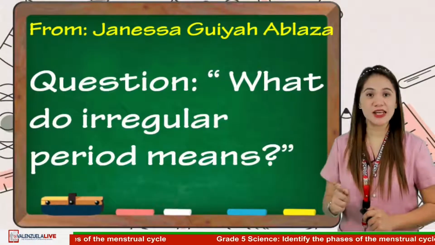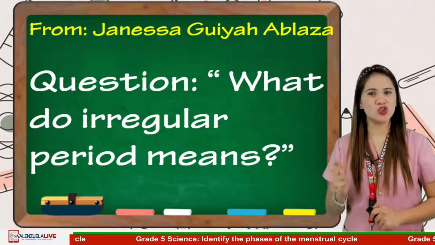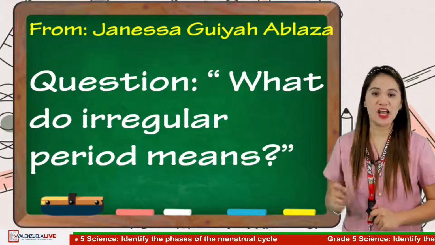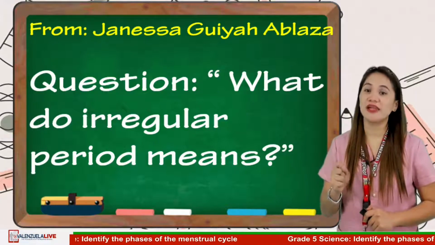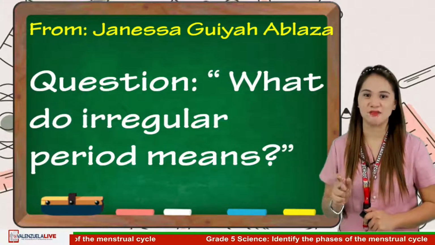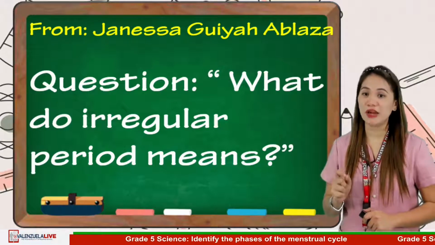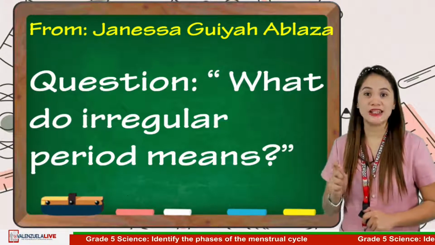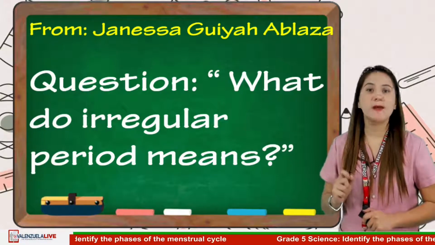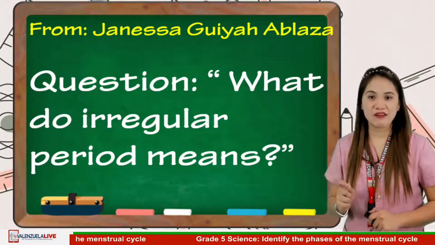The first question is from Janessa Gia B. Ablasa. And her question is, what do irregular period means? Many women and girls suffer from irregular bleedings during their monthly menstrual cycle. Your period is irregular if it comes more frequently than 21 days, or you go 35 days or more between your period. The cycle length varies greatly.